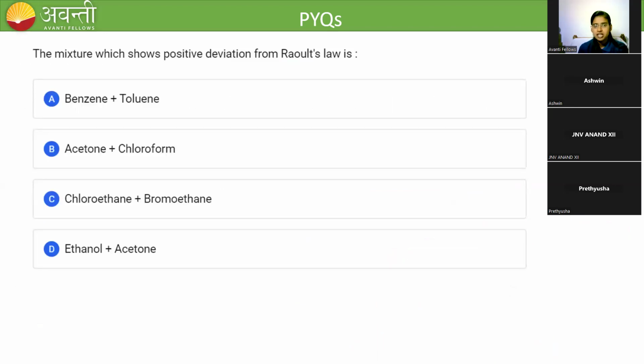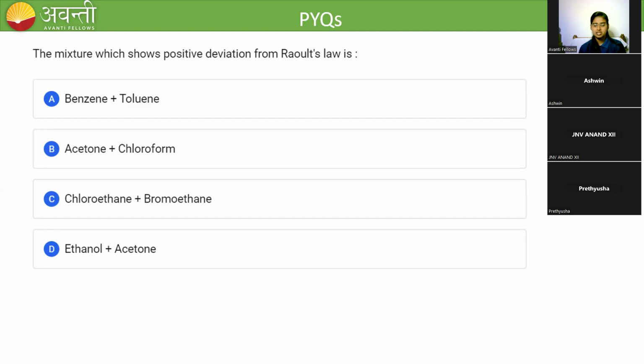Okay. So the mixture which shows positive deviation from Raoult's law is. So we have studied ideal solution and non-ideal solution, right? And in non-ideal solution, we do have two types. One is positive deviation, and the other one is negative deviation. And under each case, we have studied the examples. Now, which one is the correct pair of example for positive deviation? If you have studied the examples under each type, you might have given me the answer by now. Has anyone got the answer? This is an example for positive deviation from Raoult's law.